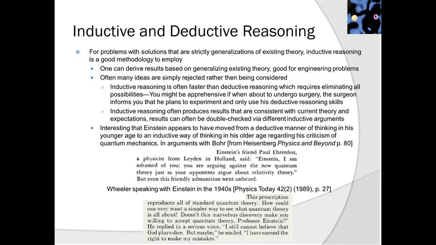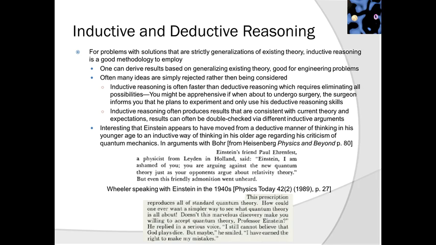It's interesting that Einstein appears to have moved from a deductive manner of thinking in his younger age to an inductive way of thinking in his older age regarding his criticism of quantum mechanics. In arguments with Bohr, Einstein's friend Paul Ehrenfest, a physicist from Leiden in Holland, said, "Einstein, I am ashamed of you. You are arguing against the new quantum theory just as your opponents argue about relativity theory." But even this friendly admonition went unheard.